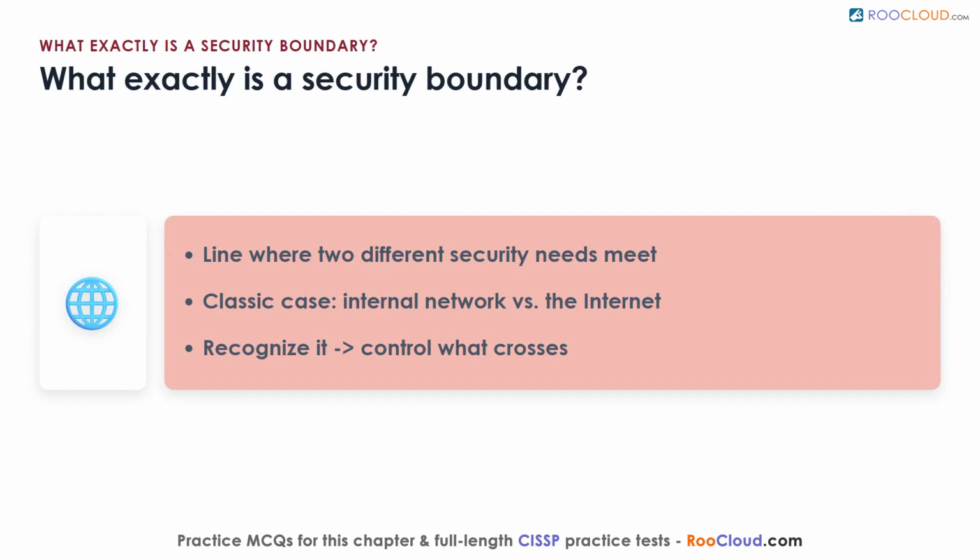What exactly is a security boundary? It is the line where two areas with different security needs meet. On one side sits something more sensitive, on the other something less. A classic example is the seam between your internal network and the public internet. The instant you recognize that line, you gain a job to do, controlling how information crosses it.